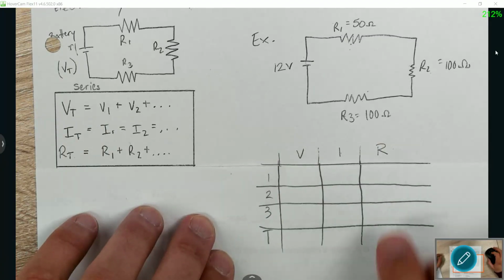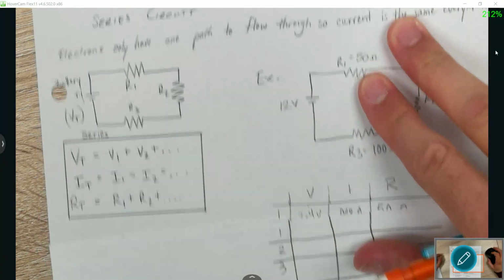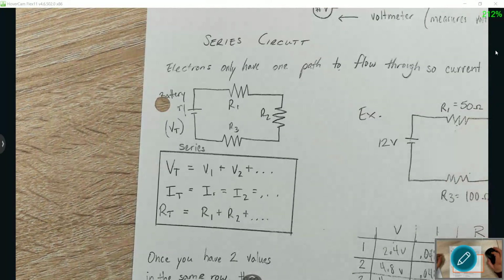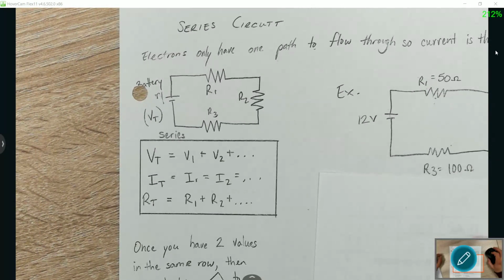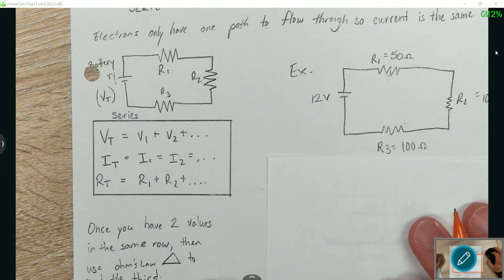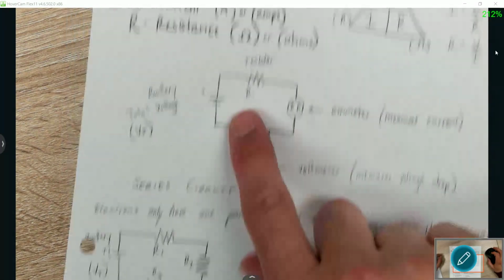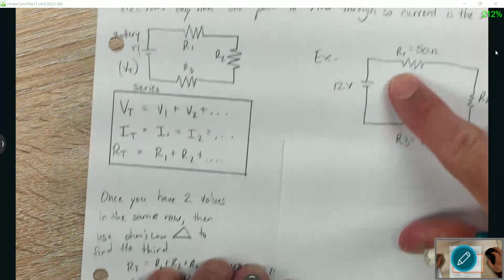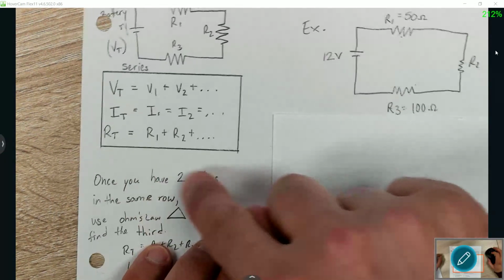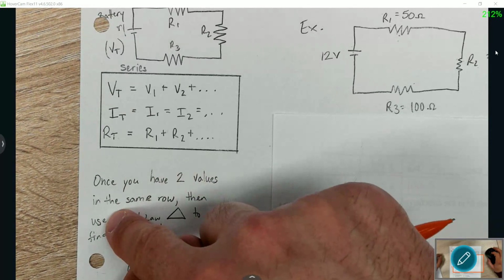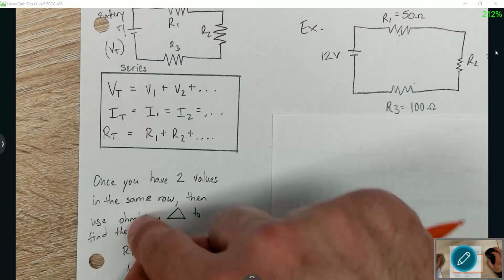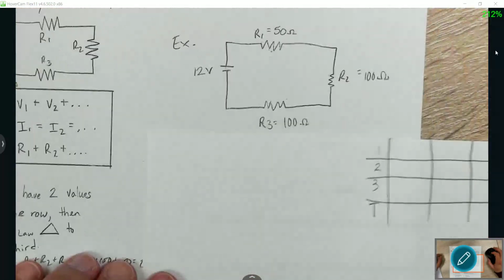So you guys are going to do 2 things. You're going to basically use the rules and the triangle. If you have 2 values in the same row, you're going to use Ohm's law triangle to find the third and missing piece.